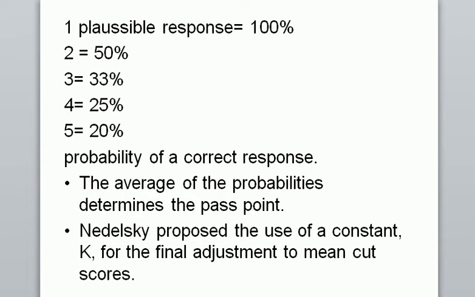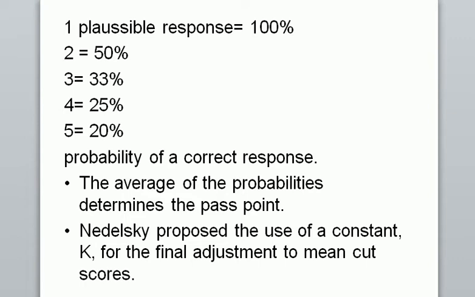Now we can elaborate through this calculation. One plausible response is equal to 100%. It means the options are 1 to 5. The one plausible response is equal to 100%. If all people opt for the item, the responses will be 100% correct.